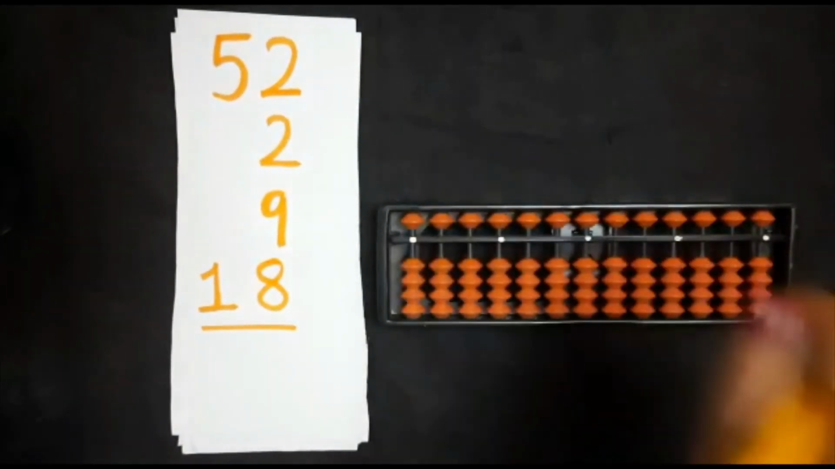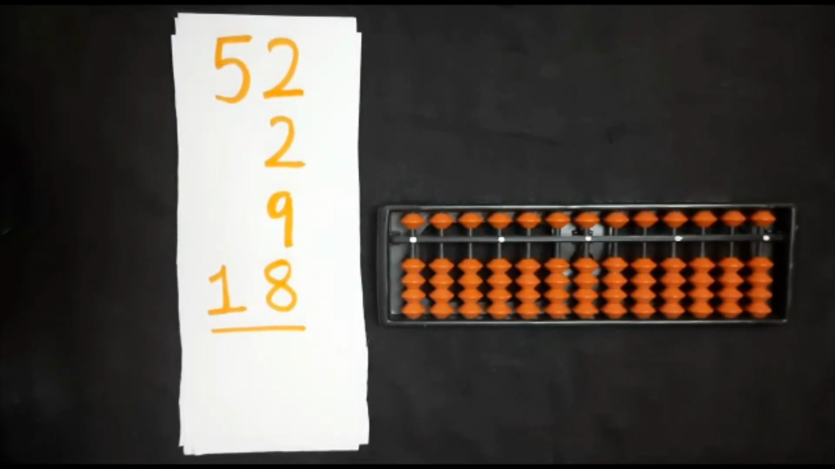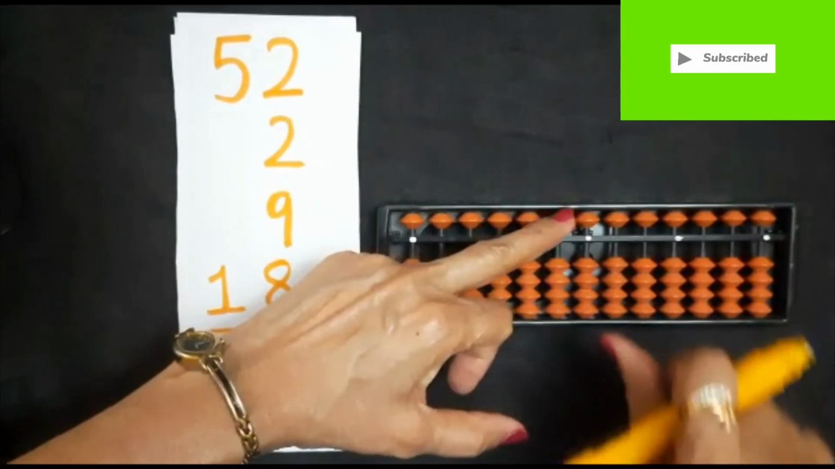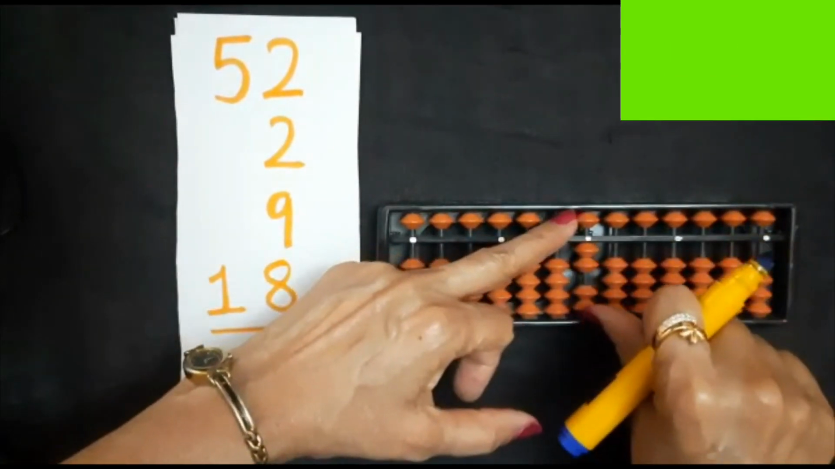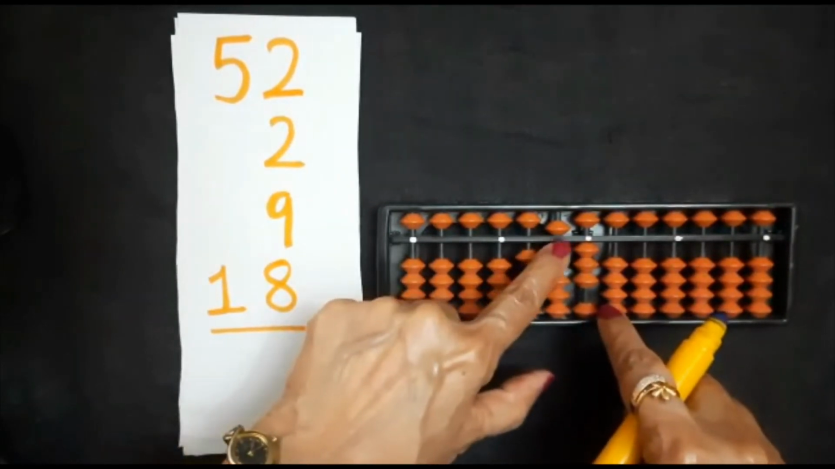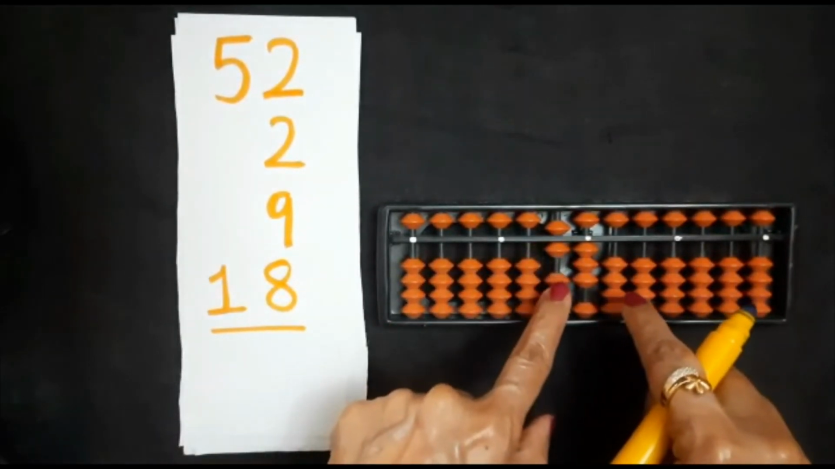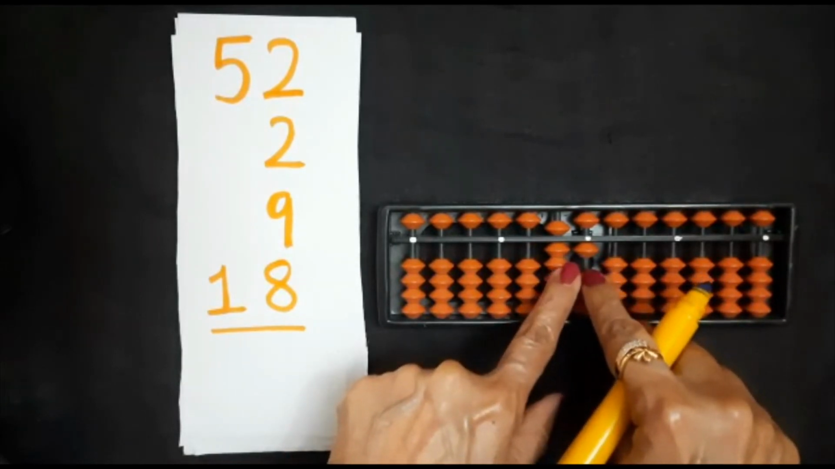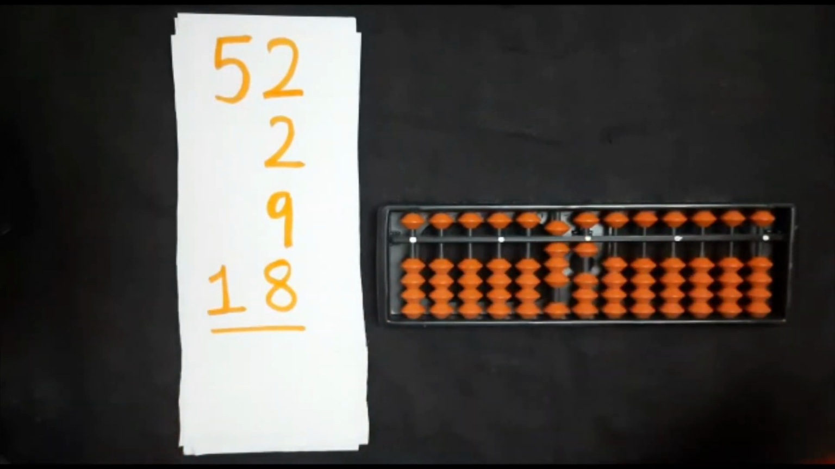Clear the abacus. Already we learnt that for 50 we have to use middle finger. 52 plus 2 plus 9 minus 1 plus 10. For 18 we will split the number 10 and for 8 we use formula. So answer is 81.